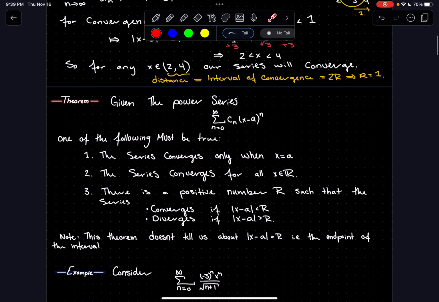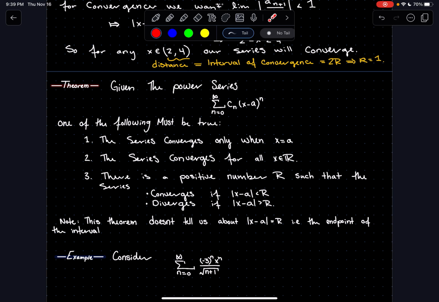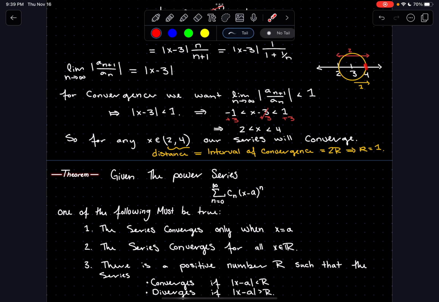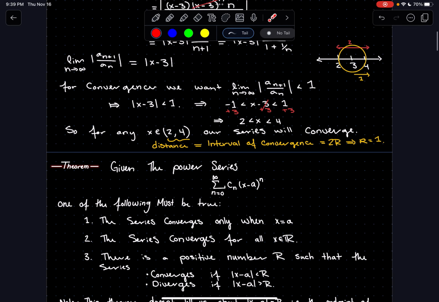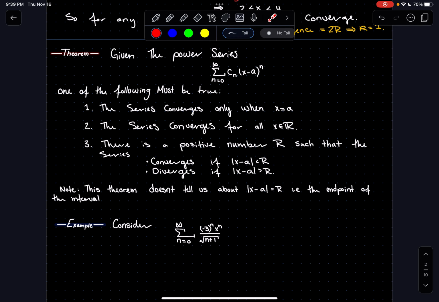So this theorem doesn't tell us what happens when x equals r, at the endpoints of this interval. It actually doesn't tell me what happens when x equals 2 and x equals 4. This is an open interval; it doesn't give me closed brackets. So to figure out what happens when x equals r, we need to test the endpoints of our series. That can be a little bit of work, but it's usually not so bad. So we'll do some examples.